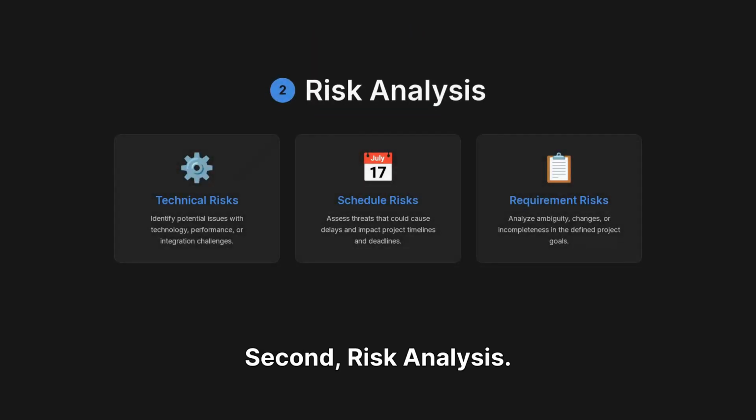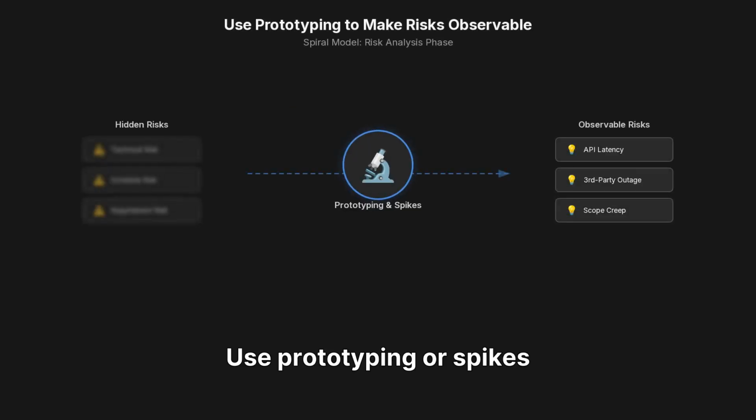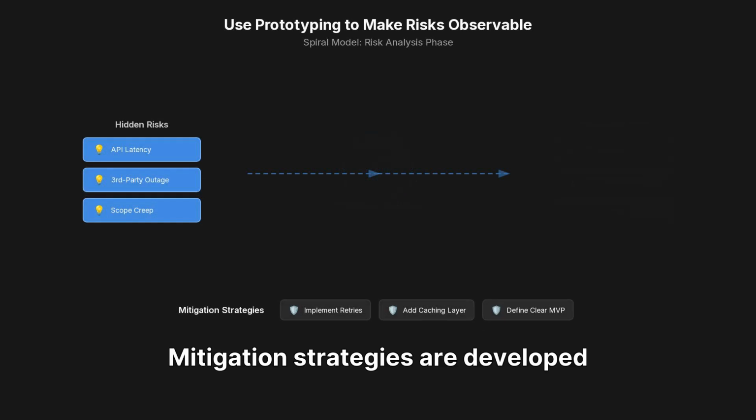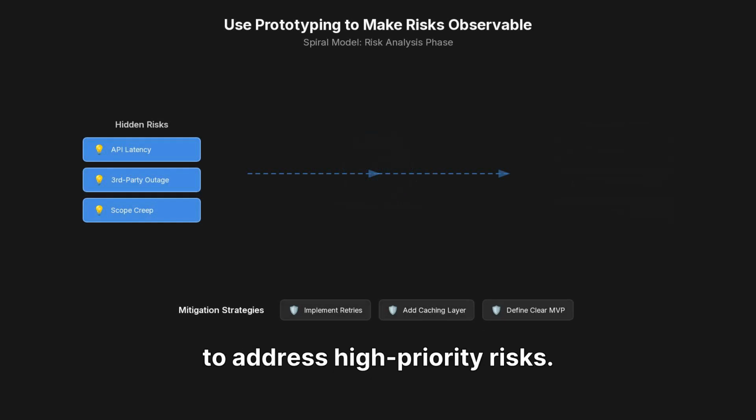Second, risk analysis. Identify technical, schedule, and requirement risks. Use prototyping or spikes to make risks observable early. Mitigation strategies are developed to address high-priority risks.